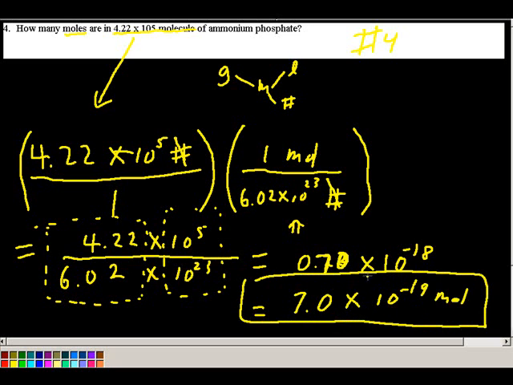Is that number reasonable? Let's find out. 1 mole is 6.02 times 10 to the 23rd. I have only 4.22 times 10 to the 5th. 10 to the 5th, that's a really small number compared to the 10 to the 23rd. So I suspect I have a very small amount of mole. And in fact, that's true. So that seems to be a reasonable answer.